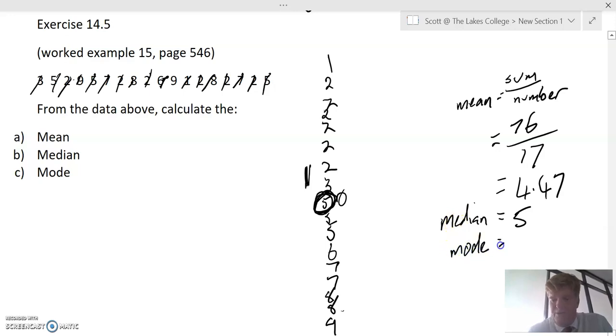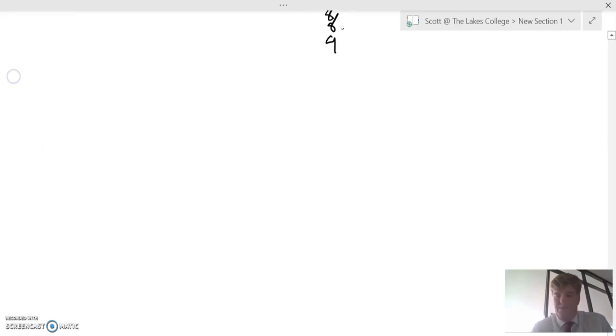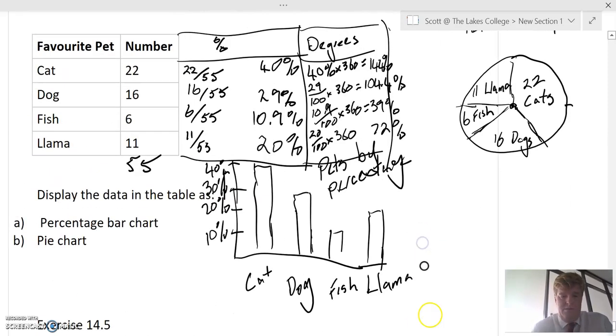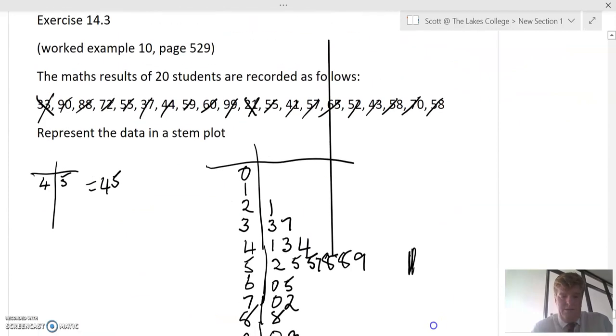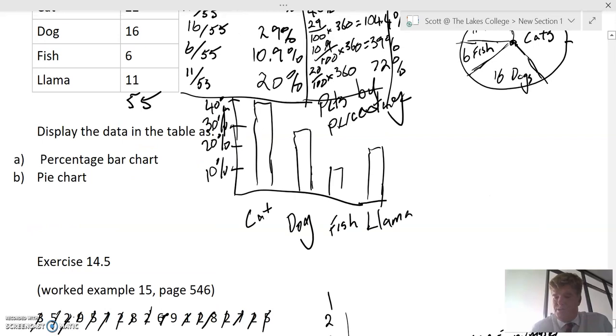And for the mode, the most common, I remember early on we had a whole lot of 2s all together. So that is going to be a mode of 2. And that may well be all our data questions.